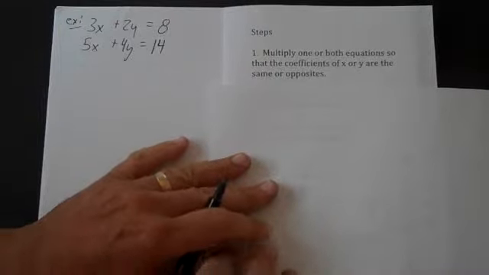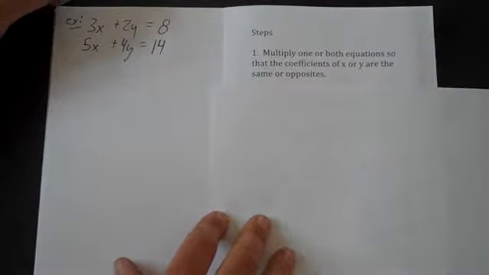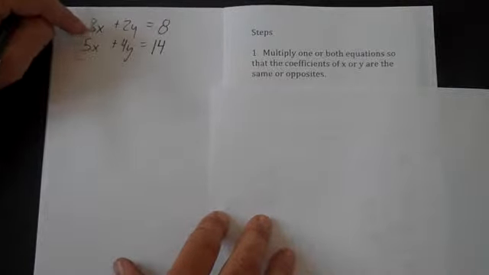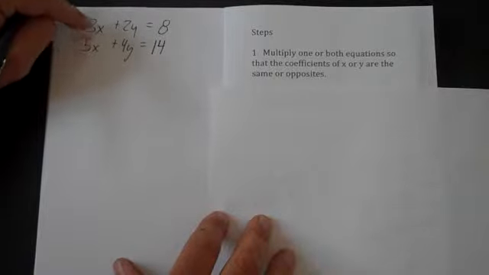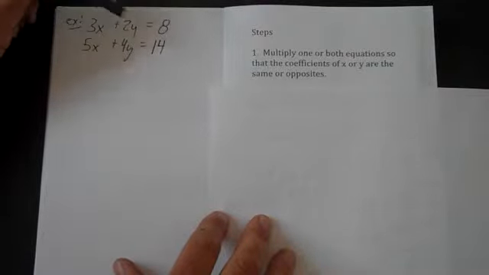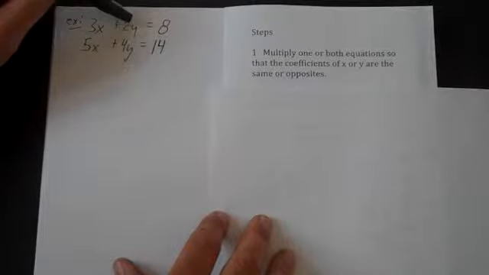Now, one tricky thing when you're learning this is that there's more than one way to solve this problem. We could make the x's the same. These are the coefficients 3 and 5, so we could multiply the two equations by something so those match. Or we could multiply the y's. This is 2 and this is 4. Now let's say that we multiply the first equation by 2, then that would be a 4y and a 4y, and those two would be the same.